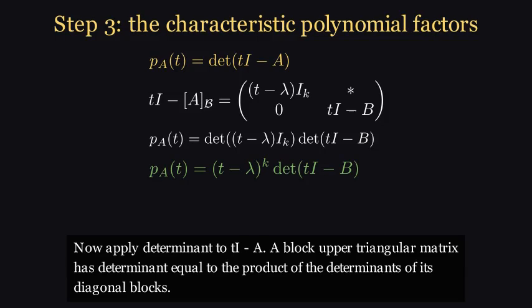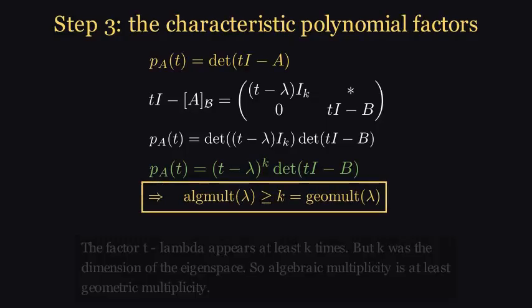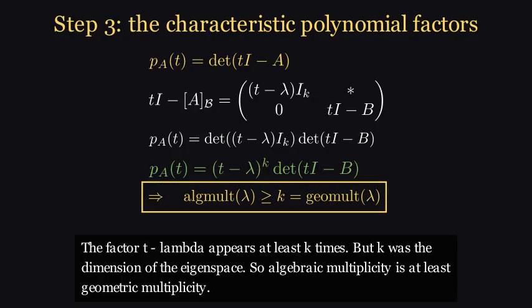Now apply determinant to tI minus A. A block upper triangular matrix has determinant equal to the product of the determinants of its diagonal blocks. The factor t minus lambda appears at least K times. But K was the dimension of the eigenspace. So algebraic multiplicity is at least geometric multiplicity.